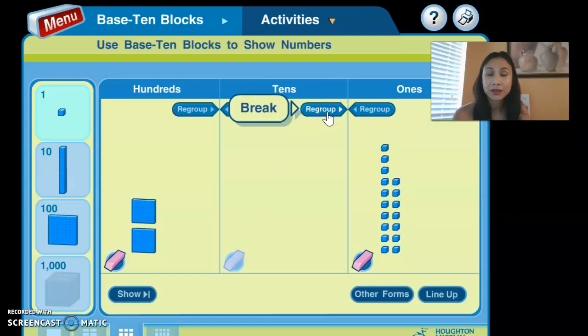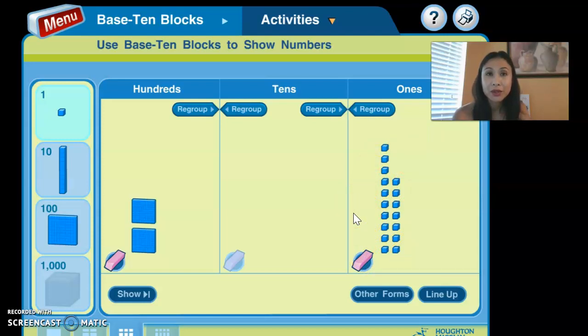Did you see that? Now, do you think we have enough? Okay. If you look over here, we don't have any more rods because the only rod that we had broke up, regrouped, and brought over to the ones place. All right. Now it looks like we can take away. So let's start taking away.